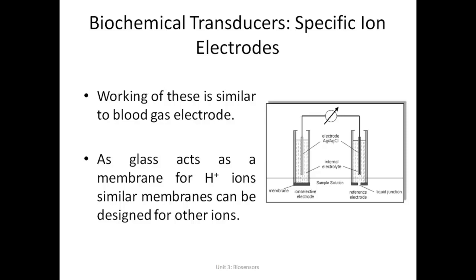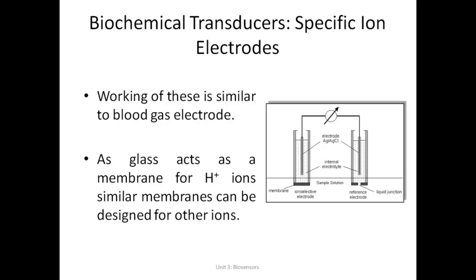Then we have specific ion electrodes. Now, a specific ion electrode is similar to the blood gas electrode. Like we have seen earlier, for pH we were using a glass membrane which was a selective membrane for H plus ions. Then in the blood gas electrode we have seen that we are using a semi-permeable membrane which can separate oxygen ions from the blood sample. Similarly, if you want to measure the carbon dioxide partial pressure, you use a semi-permeable membrane which can separate the carbon dioxide from the blood solution.